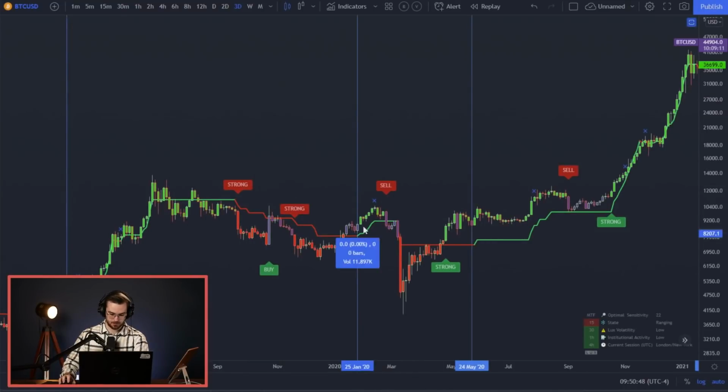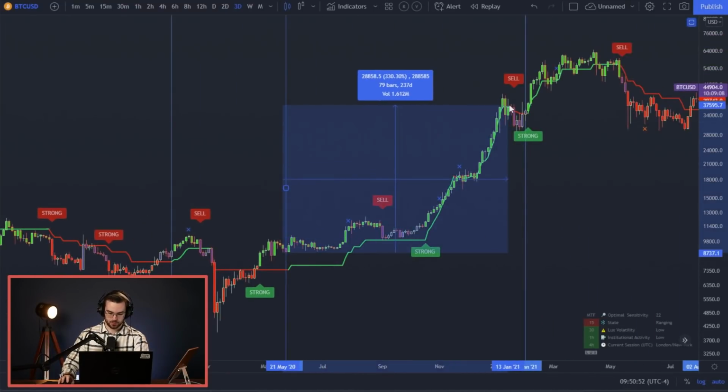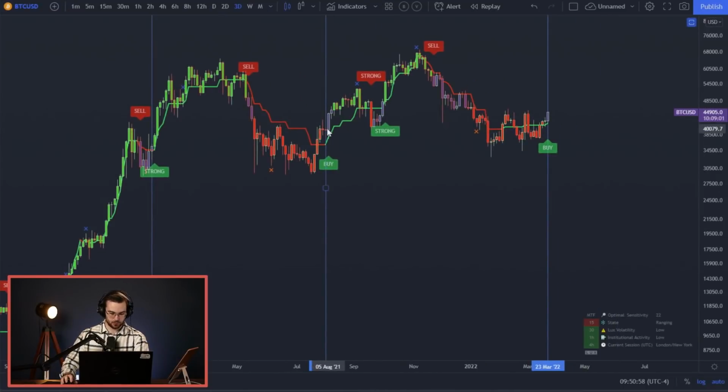I'm almost done. There's just a couple more. Right here, we grew 20%. Right here, we grew 300%. See how this is working, guys? This indicator works very, very well. 58%. Moving forward, right here, we grew 62%.